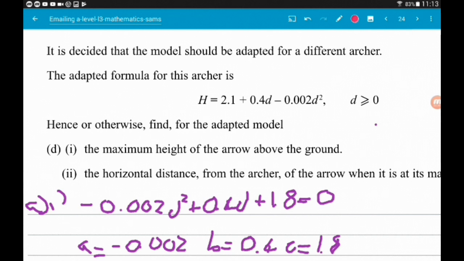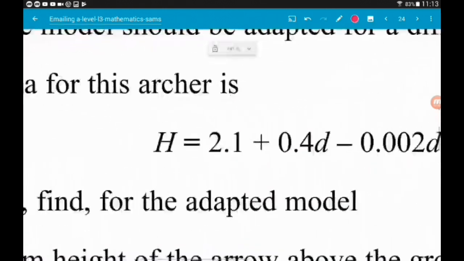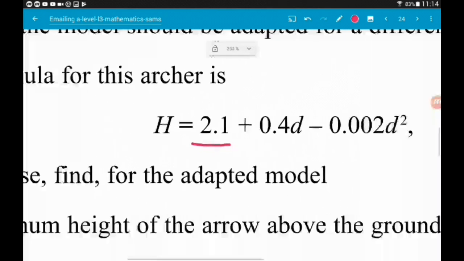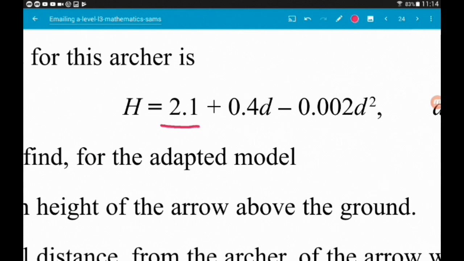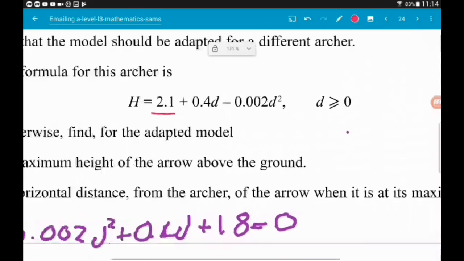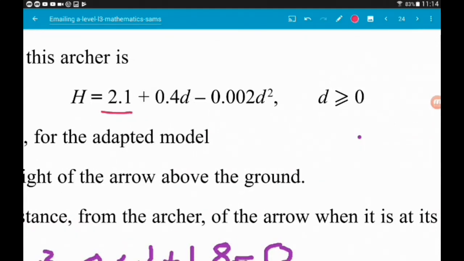So this adapted model is so close to the original model. The only thing that's changed is here we have 2.1, whereas in the original model we had 1.8. The rest of it is exactly the same. So all that we've done here is added 0.3 to our original model. So this model is a translation up by 0.3 of the original model.